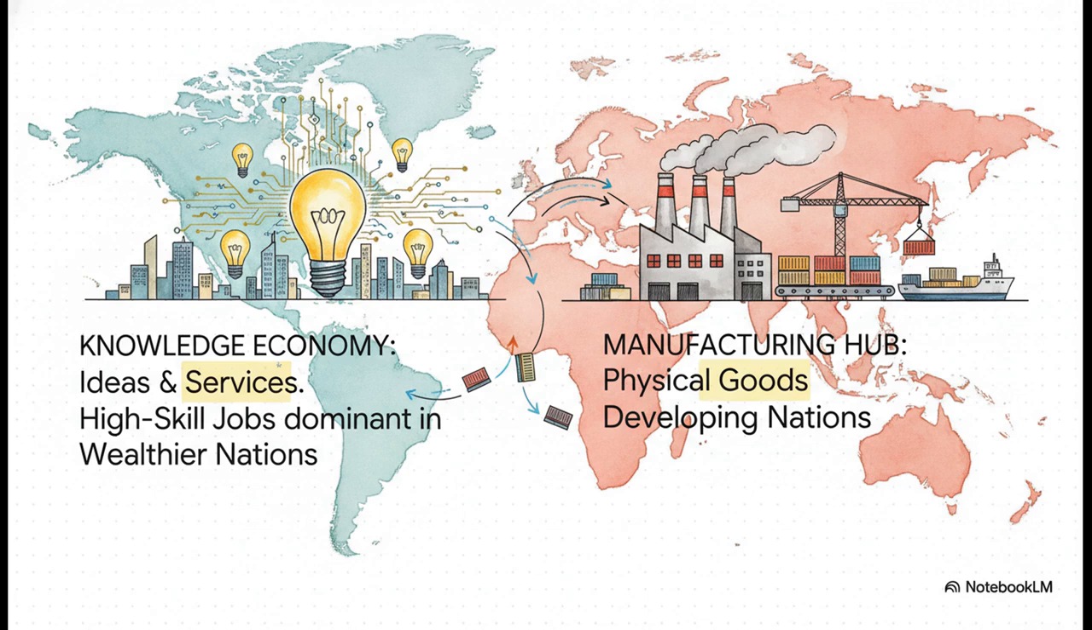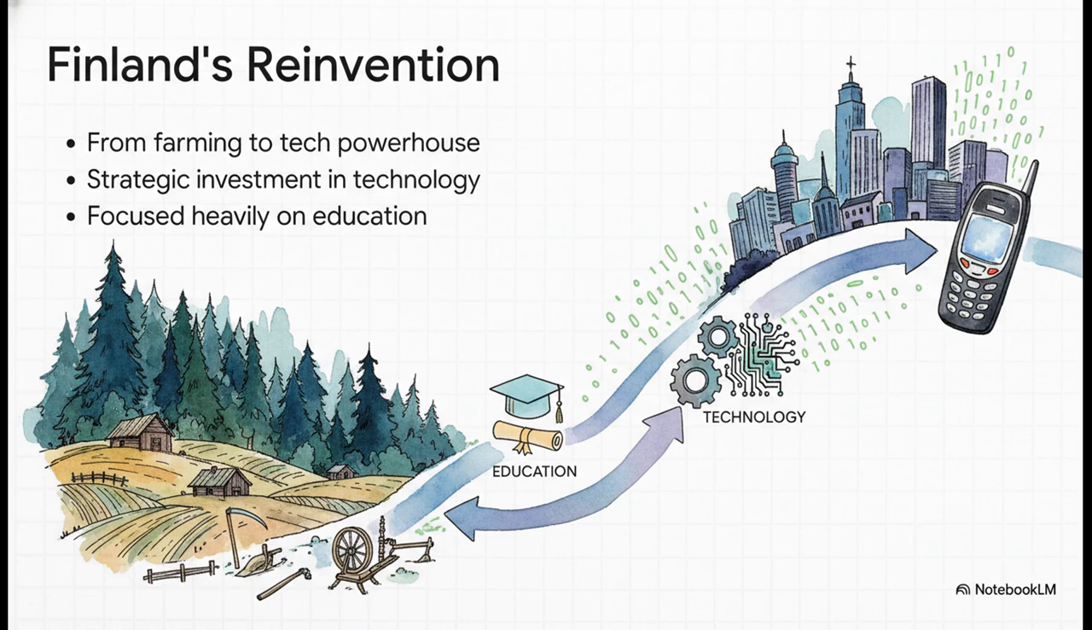And this in turn opened up a massive door for developing nations to basically become the world's new factory floor. Finland is just a perfect case study here. This is a country that completely reinvented itself. By making these really smart, strategic investments in education and technology, it went from being a largely farming-based economy to a global tech powerhouse, famous for things like cell phones and software.